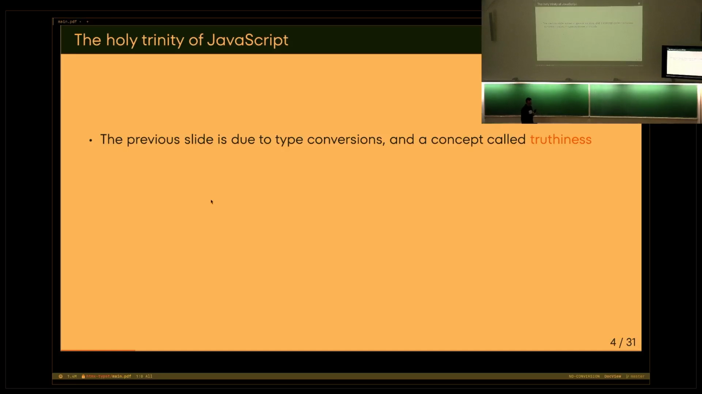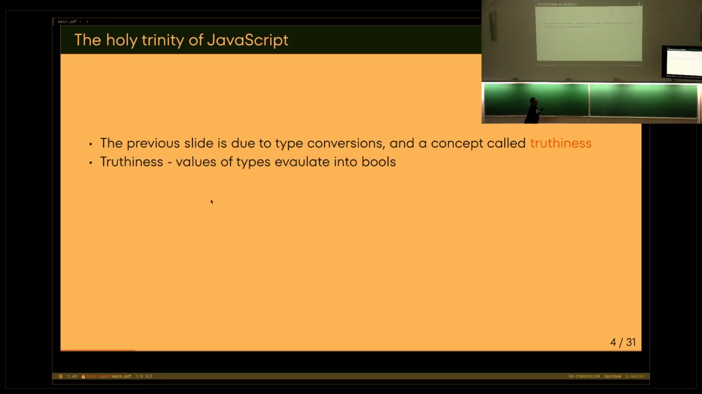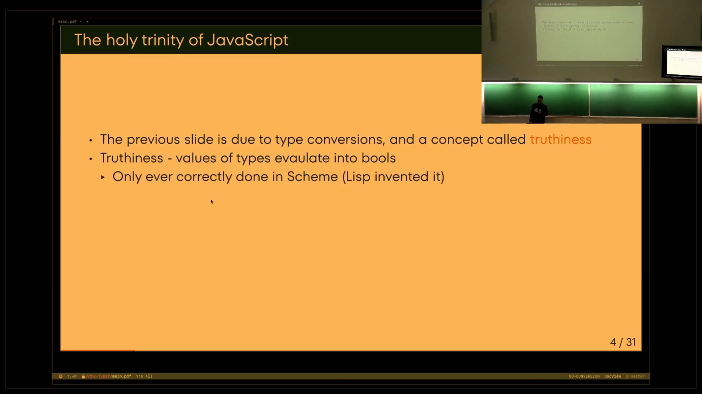So truthiness is that you have all the values evaluate into bools. And, well, of course, either true or false. And there is a good way that you can do it, which is Scheme, because Lisp invented the concept of truthiness. And that's, you have a false value, and everything else evaluates to true. And that's super easy to understand. You can do it kinda more complicated in Python, where things like empty lists and empty dictionaries evaluate to false.